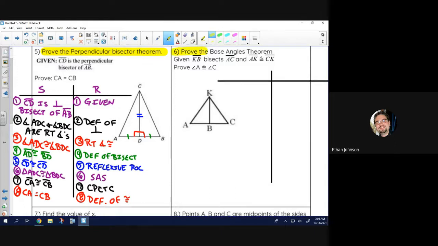Six says prove the base angles theorem, meaning we cannot use the base angle theorem in this proof, but we're going to do this as normal. We're going to assume that this is just a normal triangle proof. We're proving the triangles are congruent. So we have two givens. First given, KB bisects AC.